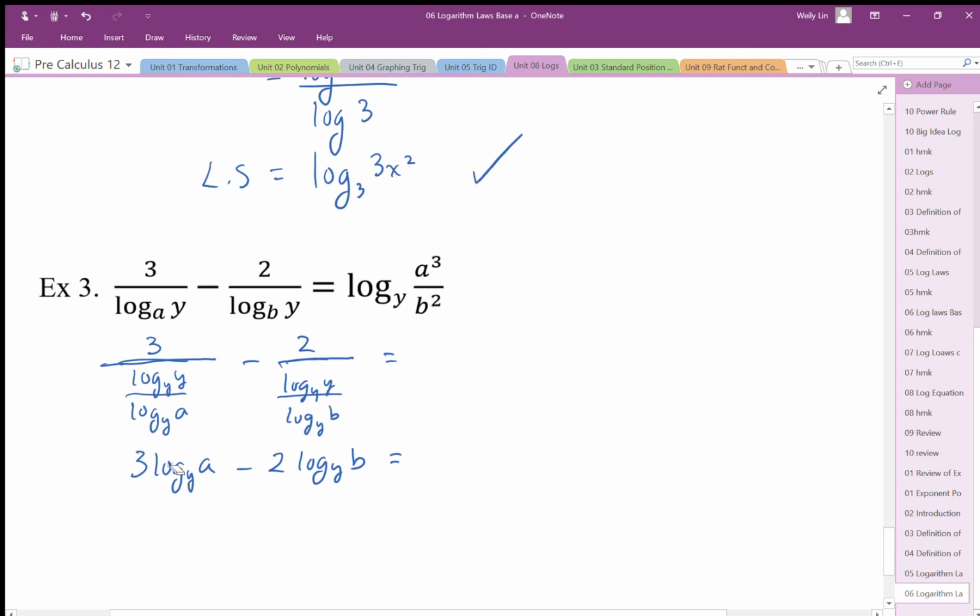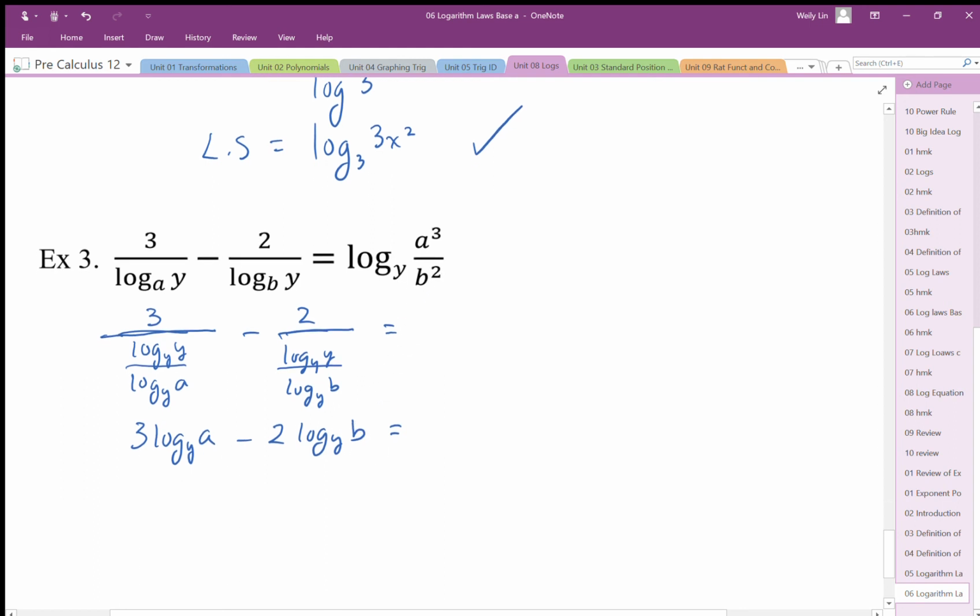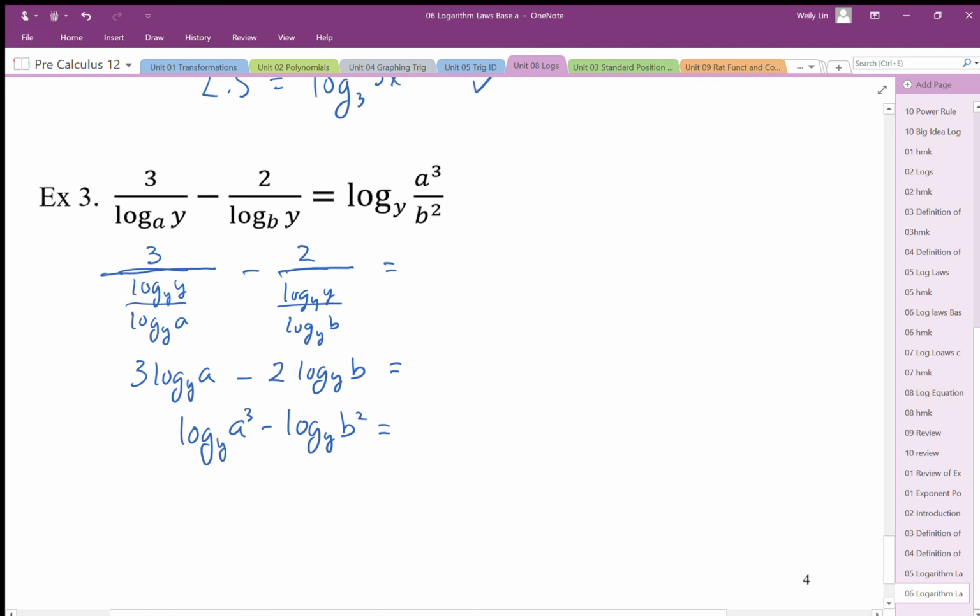I've got A cubed, B squared, yeah, base Y, base Y. Oh, there's my subtraction to get in the denominator. So I'm going to do log base Y of A cubed minus log base Y of B squared. Oh, and there's my last step. I can combine using log properties. Subtraction means I divide the arguments. Left side equals right side. There it is.